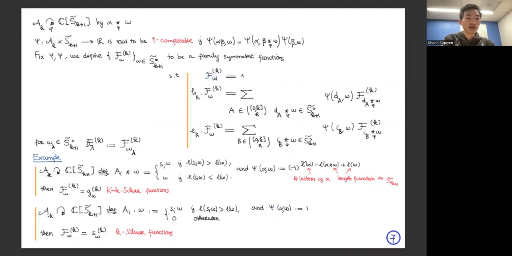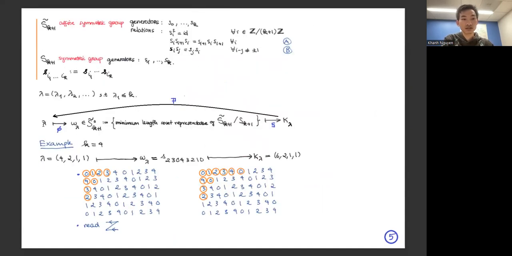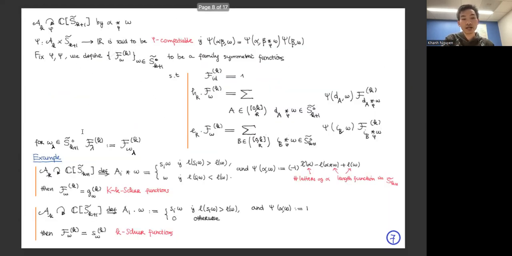And now, by the bijection between partition lambda and element W lambda in the set of minimum coset representatives in the affine symmetric group, which we already defined before here, lambda with W lambda, we can define the function F lambda K through F W lambda K. So there are some examples we consider here.